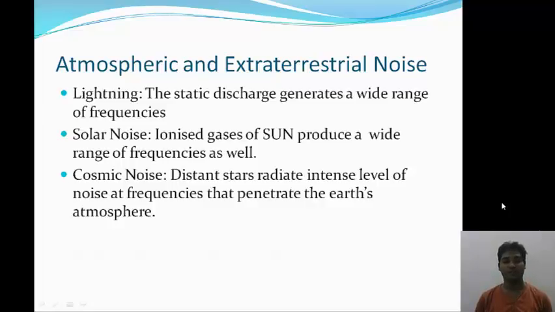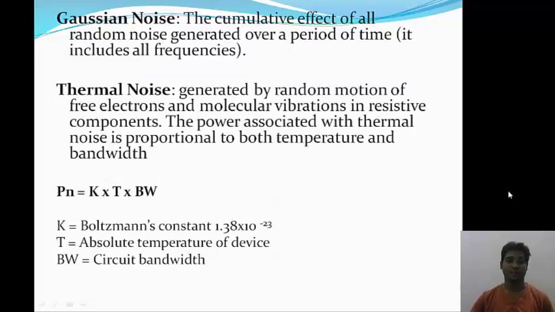Solar noise also produces high frequencies which are undesired in the communication system. Similarly, cosmic noise also radiates an intense level of noise frequency, and that penetrates the Earth's atmosphere, and that is also undesirable. It is called atmospheric or extraterrestrial noise.